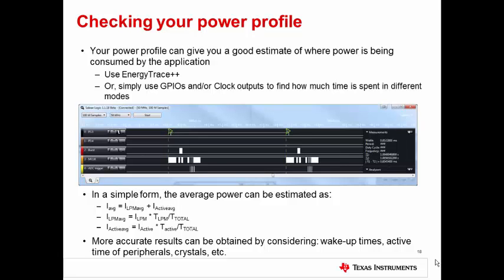The picture in this slide shows a capture of an MSP430 based application. Note how MCLK turns on and off periodically, indicating that the device is going to a low power mode. Once we calculate the amount of time in different modes, we can calculate the average consumption. A simple estimate with a few variables can be good enough for many cases, as the one shown in this slide. But the more variables we add, the more accurate our results can be.